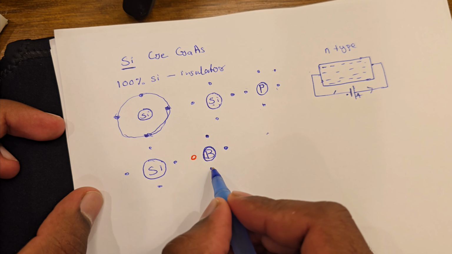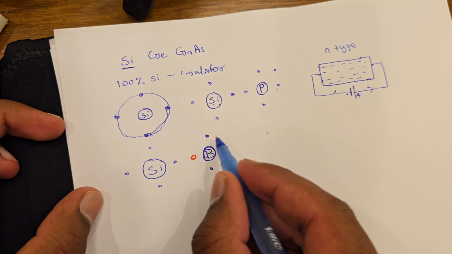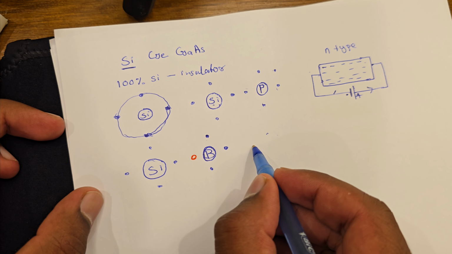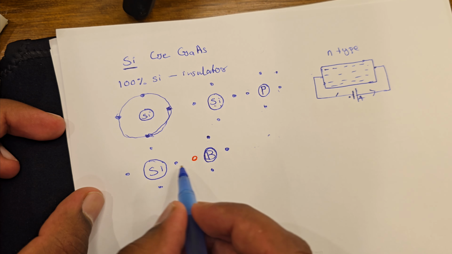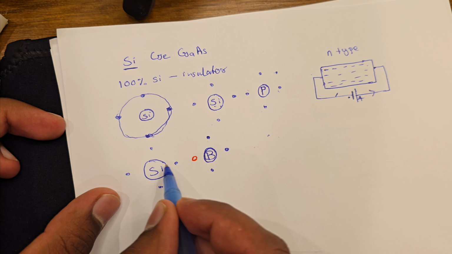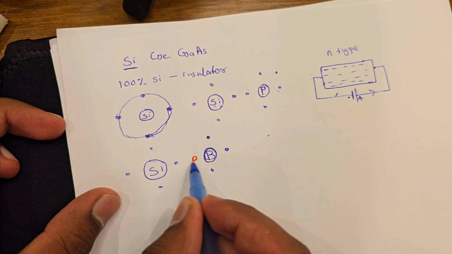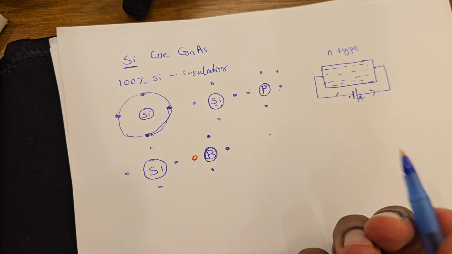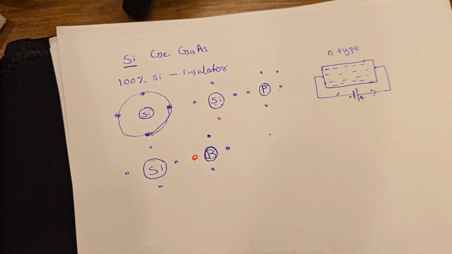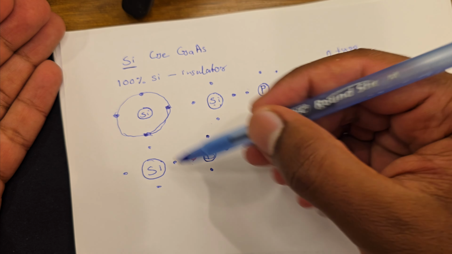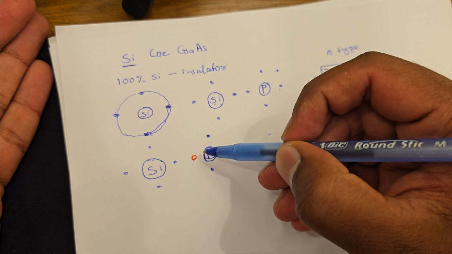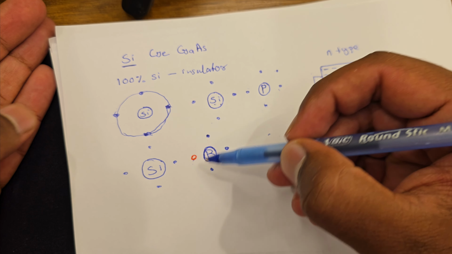So the 3 electrons of the boron share with 3 of the silicon atoms around it, and the 4th silicon atom doesn't have an electron from boron to share, so there will be a vacancy at the 4th place. This vacancy is called a hole. We just call it a hole. It's just a vacancy. There is some vacant space. In case there are some electrons wandering around, this hole can be occupied by that electron.